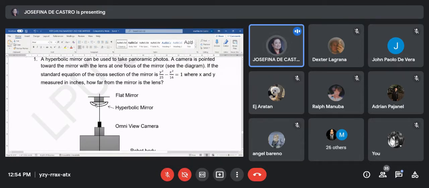Ito yung mirror, pinaka-mirror niya. Ito yung hyperbolic mirror, courting siya, hyperbola. And then ito naman yung camera mo, naka-pointed itong camera dito sa mirror with a lens. Yung lens ng iyong camera ay naka-point doon sa focus ng mirror.